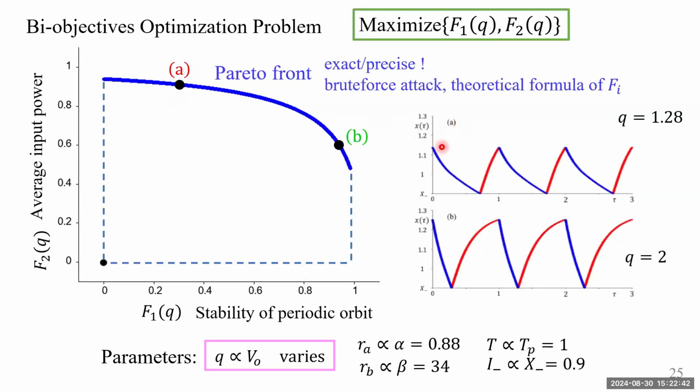At point A, we obtain this waveform. Here, stability is not so strong, but efficiency is high. And at this point, we obtain this waveform. Stability is strong, but efficiency is low.